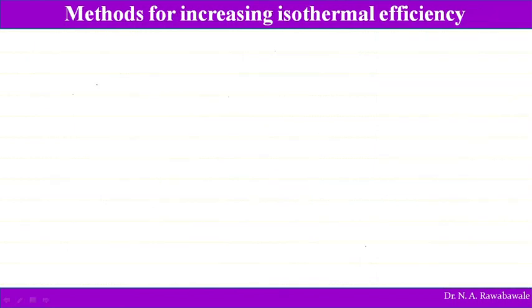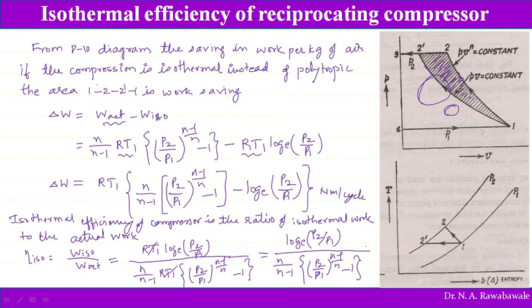So now, what are the methods for increasing isothermal efficiency? Whenever it is possible to compress air isothermally, the isothermal process follows constant temperature, T equal to C, and sufficient time needs to be given for the compression process if we want to achieve isothermal compression. Therefore, it is not possible to attain the isothermal compression process perfectly. Therefore, certain methods are adopted to enhance the efficiency, to reach isothermal efficiency to some extent.